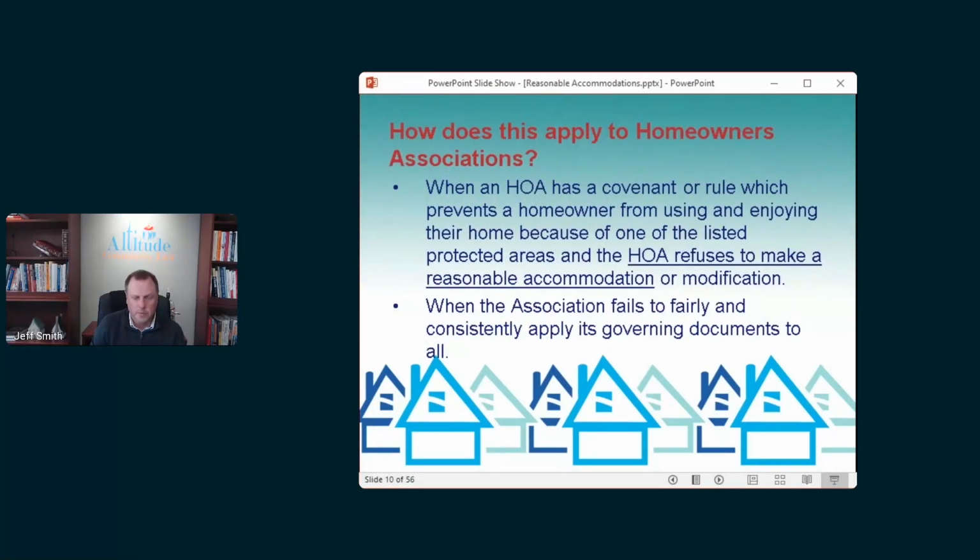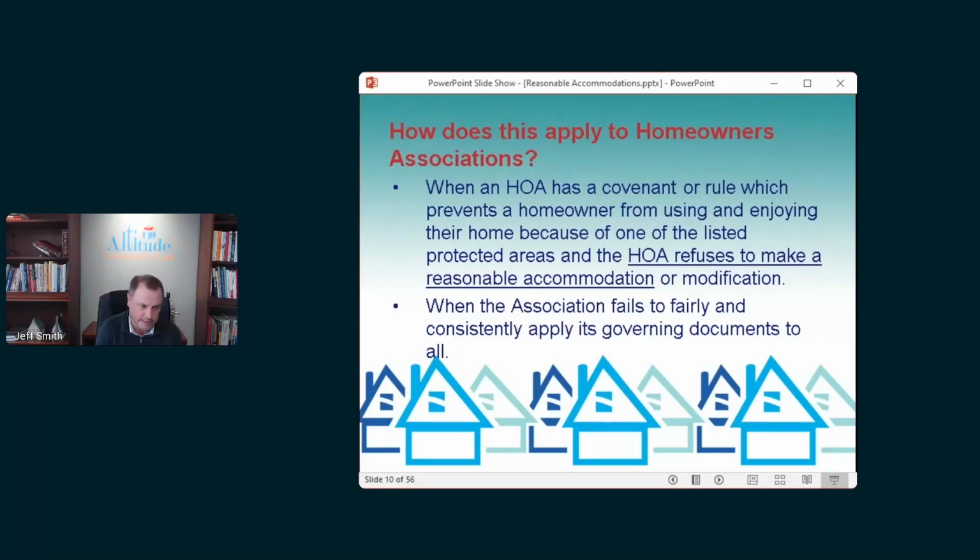All right, so how does this apply to homeowners associations? When an HOA has a covenant or rule which prevents a homeowner from using and enjoying their home because of one of the listed protected areas, and the HOA refuses to make a reasonable accommodation or modification, that's typically what we're going to be dealing with. So maybe it's an individual who is handicapped and you live in a condominium and they want a closer parking space. Maybe it's someone who has steps leading up to their house, but needs a ramp because of a wheelchair, things along those lines. Those are things that we deal with all the time.